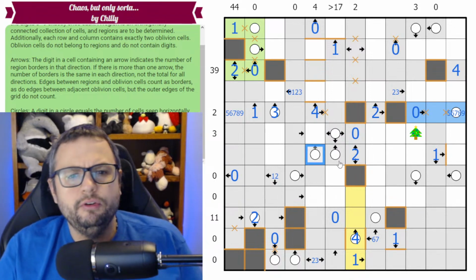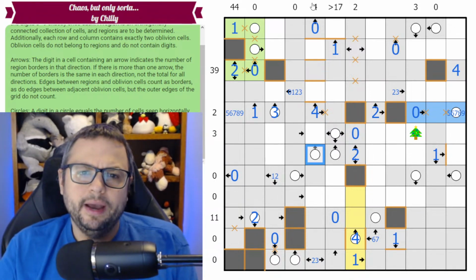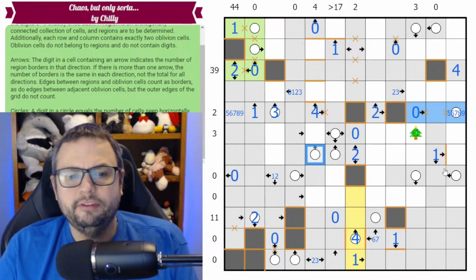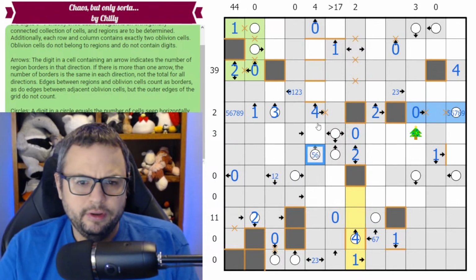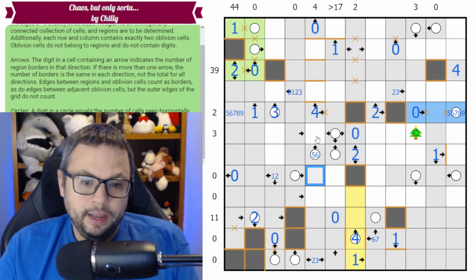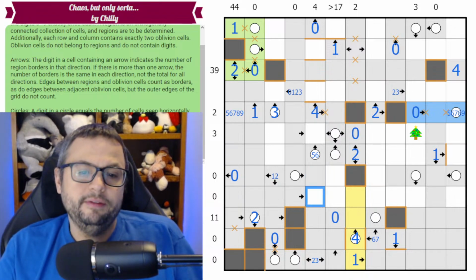Okay. The point is this digit's huge already. Going back to my how am I making 4? This digit's already 1, 2, 3, 4. This digit's already a minimum of 5. And so it's a minimum of 5. And let's see, what can it be? 1, 2, 3, 4, 5, 6. It's a 5 or a 6. Okay. So in particular, this is never an Oblivion cell.